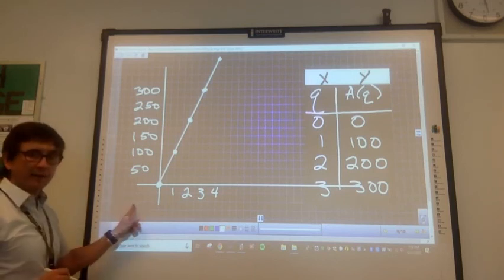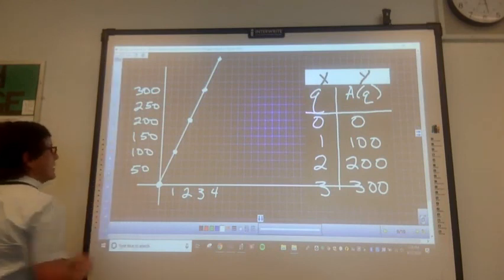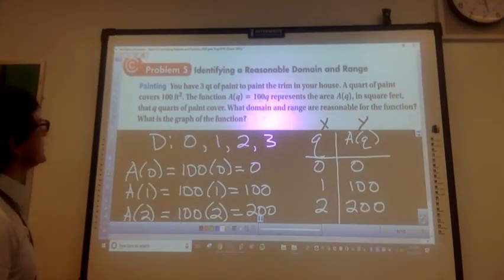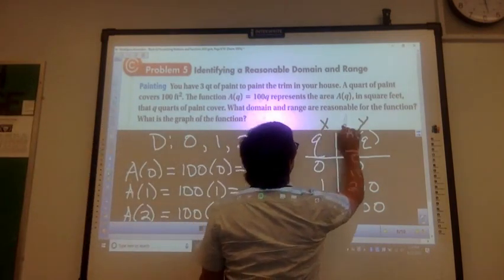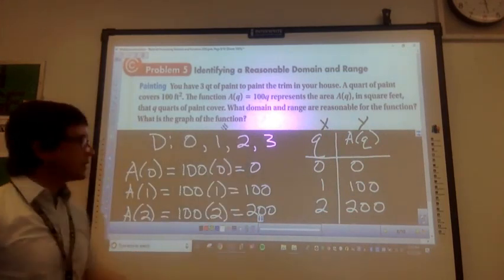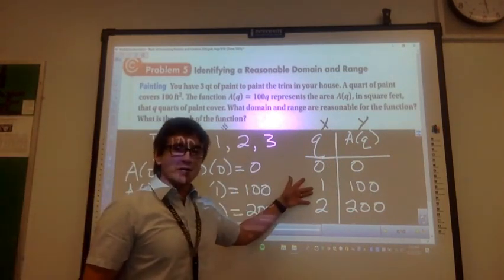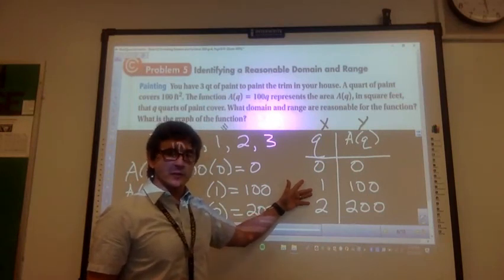Now I'm going to go back and make sure I answered the question. It asked me what a reasonable graph was, and then I think it asked me what a reasonable domain and range was. What domain and range are reasonable for the function? What is the graph of the function? So what domain and range is reasonable? Any positive quart value is reasonable.